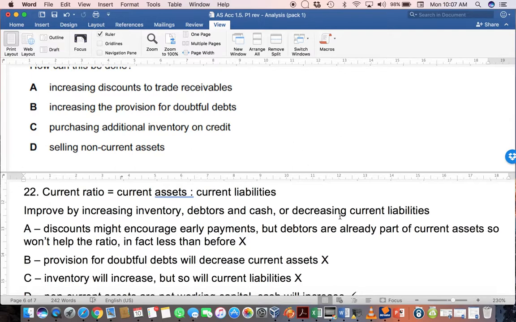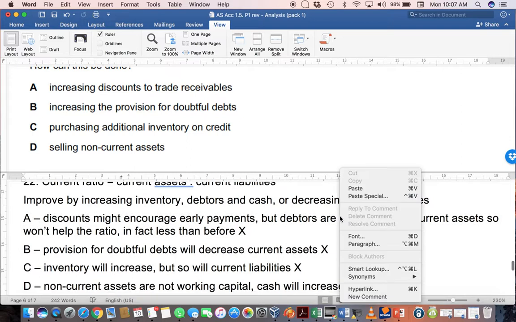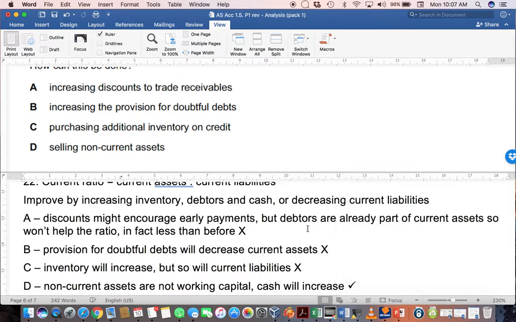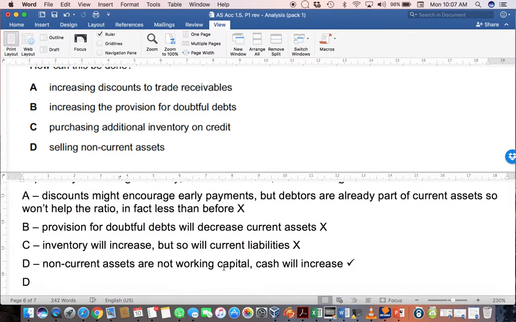So there's only one option left, and let's hope that this would help, but let's look at why. Our non-current assets are not part of working capital. So although our non-current assets are going to decrease if we sell them, that's okay. Our cash will increase and our current assets will increase without our current liabilities increasing. And so this is an option that we can choose.